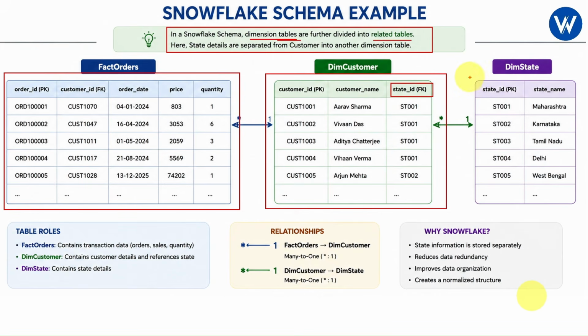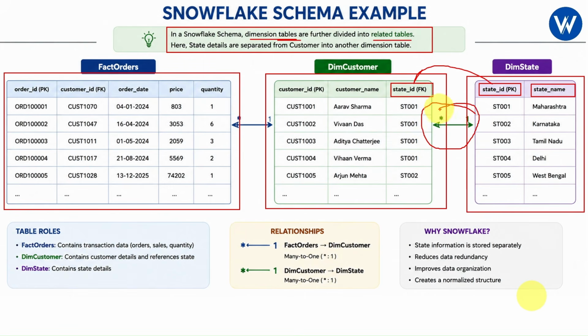This is the dimension table which contains state. This is the state name, and this is the state ID which is the common column between both the tables. Now with the help of this common column, by just creating the relationship, we can access the fact table and the dimension table just by creating the relationship between multiple tables in this way. I hope you are understanding.